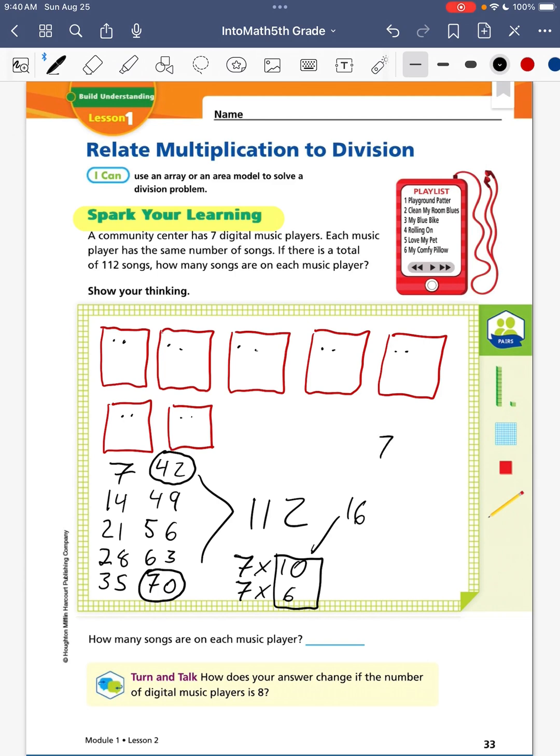Another way I could have gone about doing this is by setting up a division problem, having 112 be my dividend, the big number under the division bracket, and the 7 is my divisor. 7 can't go into 1, but it can go into 11 one time. I subtract 7 from 11, which gives me 4. I bring down a 2, and I know that 7 can go into 42 6 times. No matter what way I went about doing it, my answer will be that each player has 16 songs.